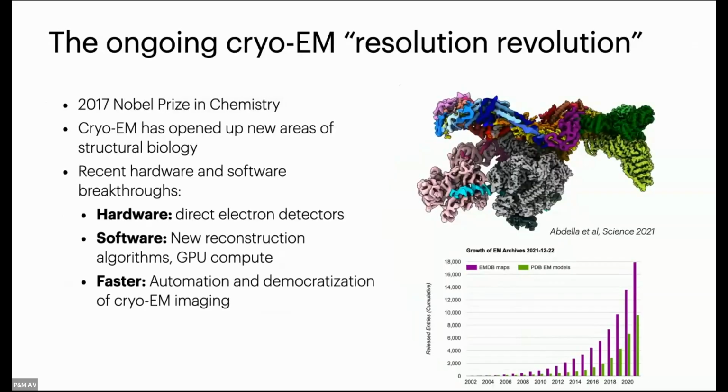And this has been driven by breakthroughs in both the hardware and software of cryo-EM, in particular direct electron detectors that fundamentally increase the amount of signal in the collected images so that we can now see things at atomic or near atomic resolution. And then concomitant with these hardware improvements, there have been a number of software improvements: new reconstruction algorithms, which I'll talk about today, GPU compute, and also significant automation and democratization of access to cryo-EM imaging.